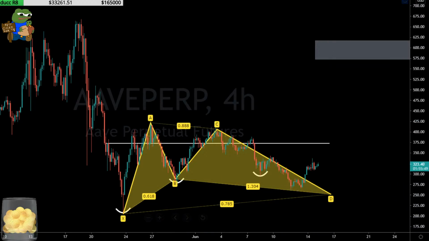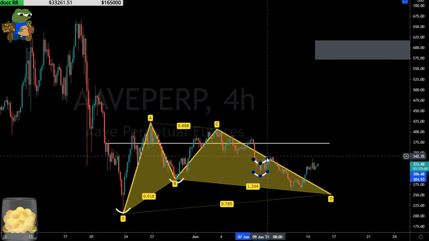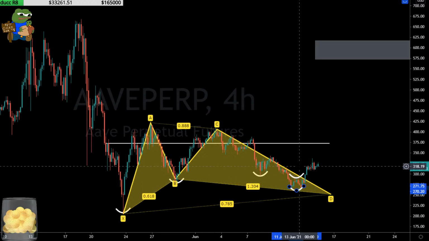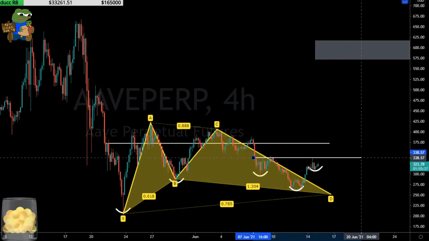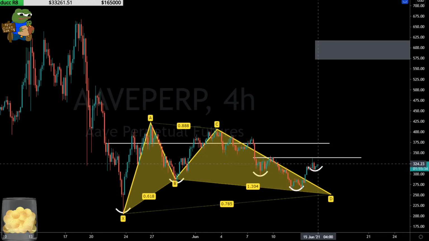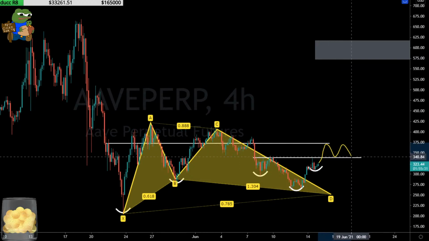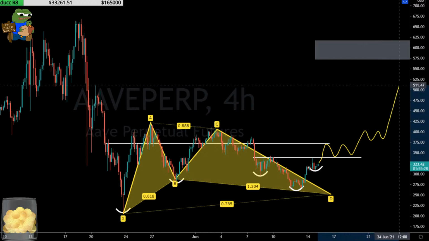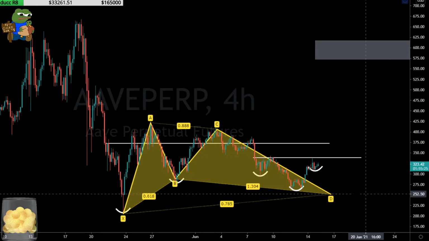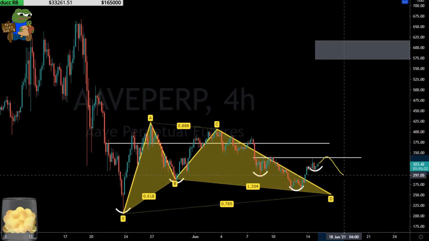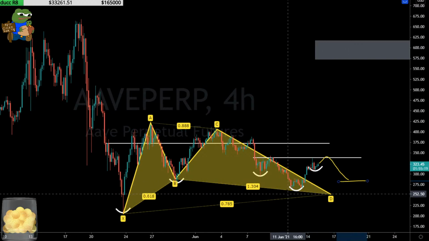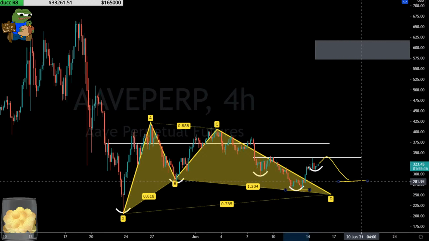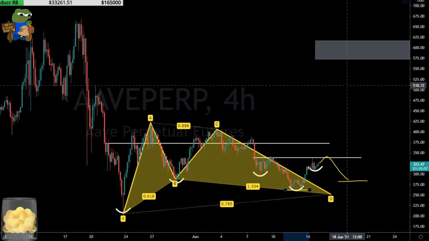AAVE, similar action here. We are working on this inverse head and shoulders, similar to Stellar Lumens, where we are approaching and painting this neckline. Ideally, if you break out of it, you go right to this high, then chop in here, and if you could break above, this is where you would see higher prices. Again though, if you fail here, you're just going to sell off, and hopefully you paint a higher low than this previous one and don't completely fail here. But we'll just have to see how much Bitcoin wants to sell off. Does Bitcoin want to go to 36 or 33?